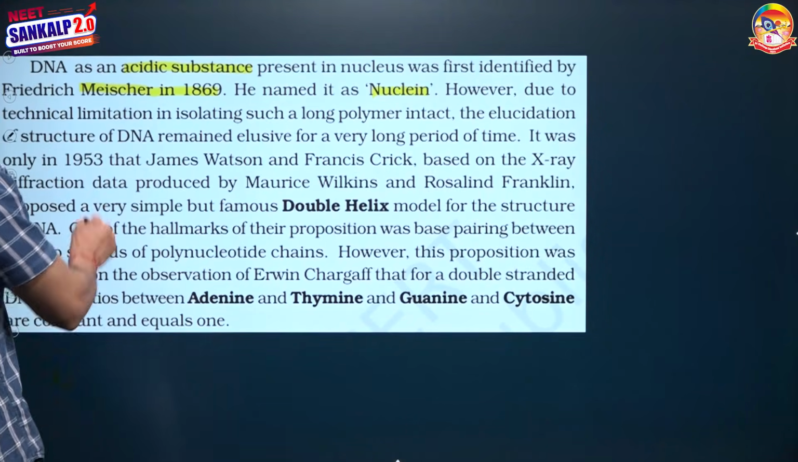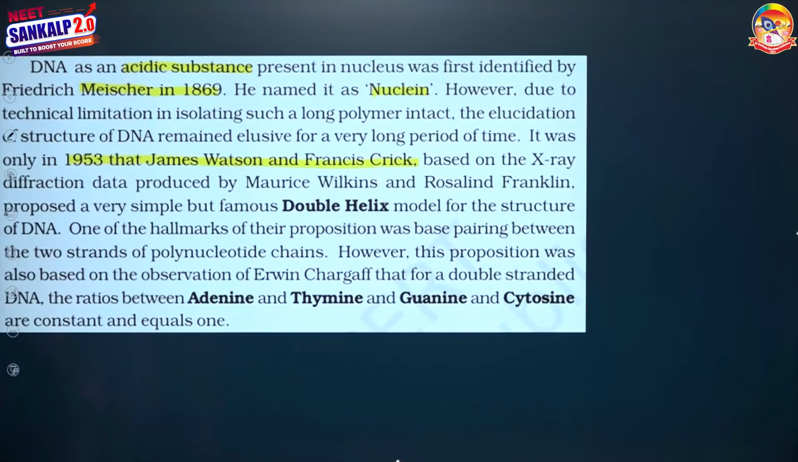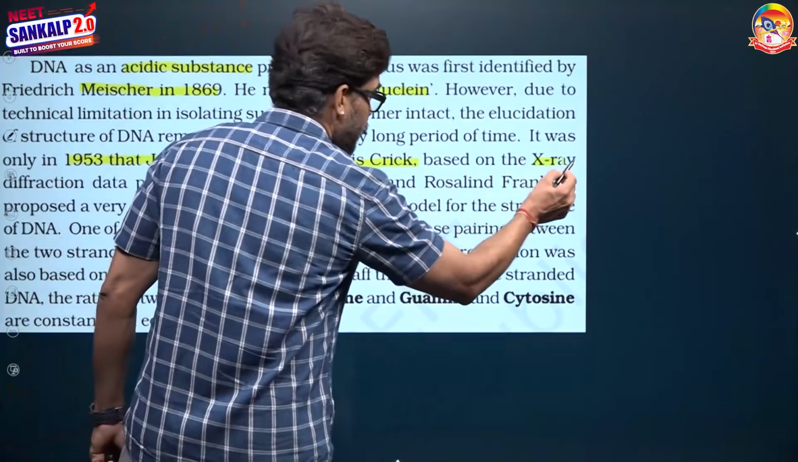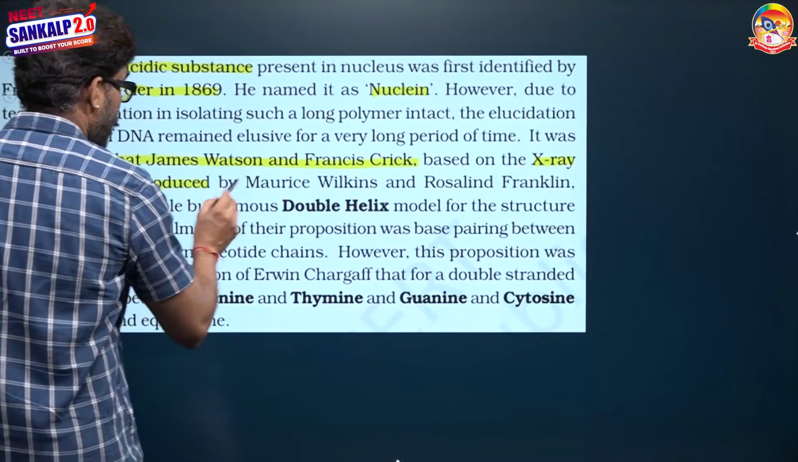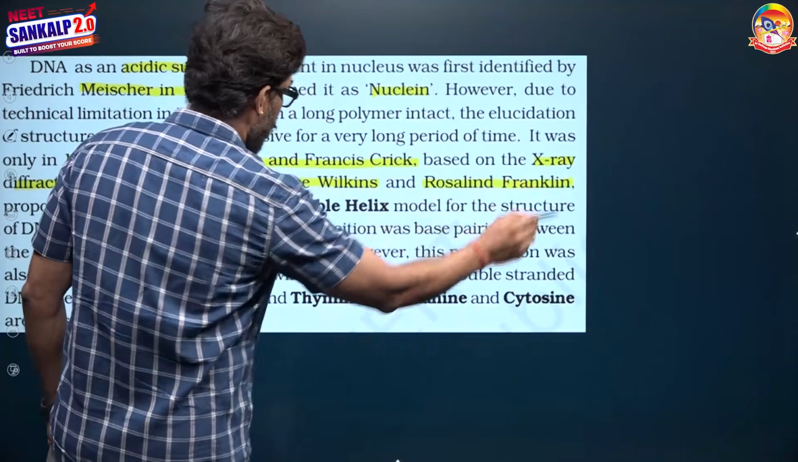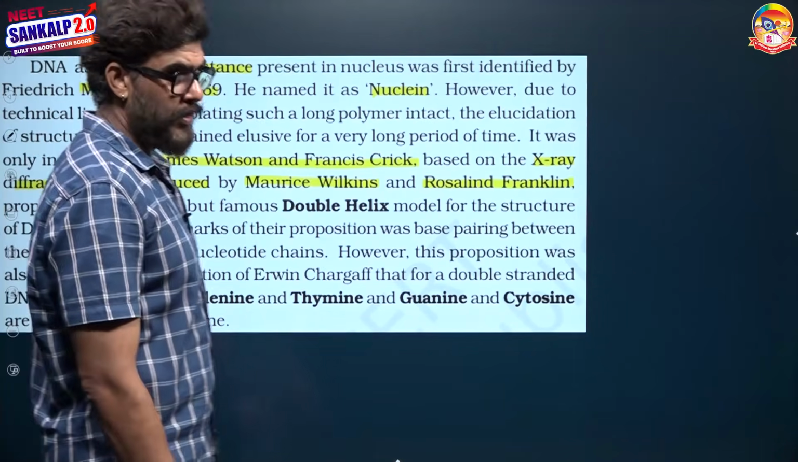In 1953, James Watson and Francis Crick, based on the X-ray diffraction data produced by Maurice Wilkins and Rosalind Franklin, proposed a double helical model for the DNA structure.